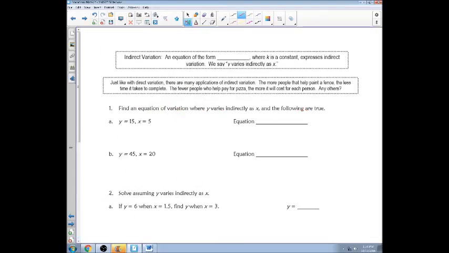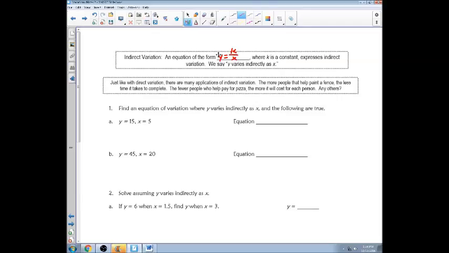There's a second type of variation known as indirect variation. Indirect variation is an equation in the form of y equals k over x, where k is a constant. It expresses the indirect variation. We say that y varies indirectly as x. Just like with direct variation, there are many applications of indirect variation. The more people that help paint a fence, the less time it takes to complete. The fewer people who help pay for pizza, the more it will cost each person. And there are going to be many others.